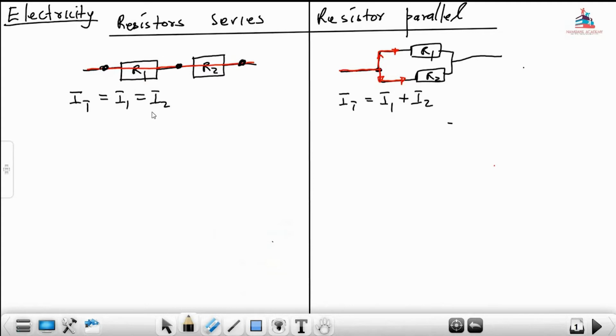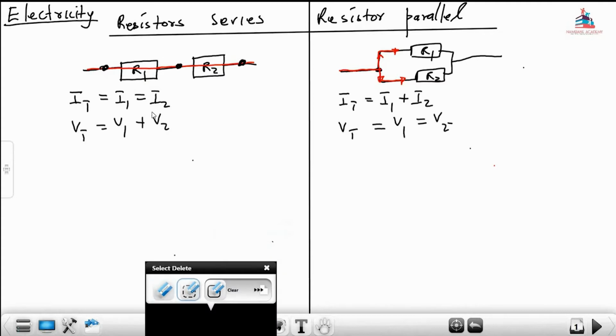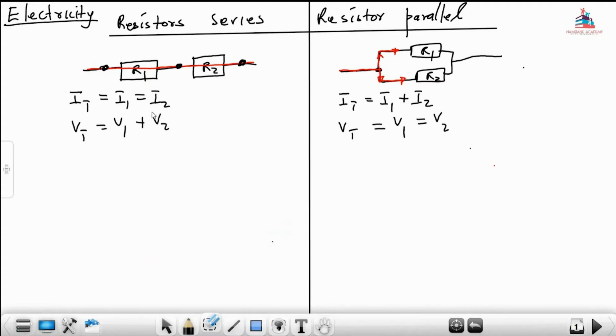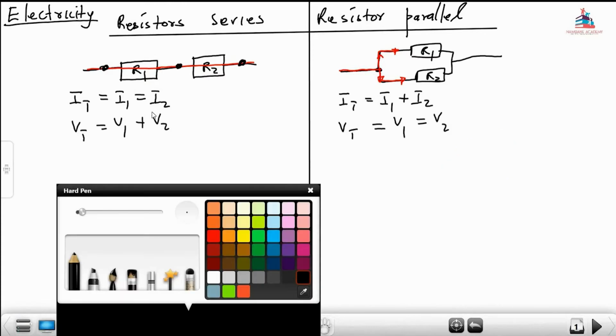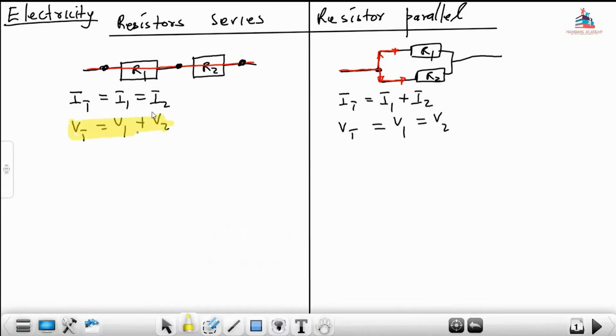But we further move on to say, what if I focus on the potential difference? So the potential difference when I have resistors in series, V total, is just V1 plus V2. But when I have resistors in parallel, Vt is equal to V1 is equal to V2. What is this statement actually saying to me? It's basically saying if I have resistors connected in series, they divide the potential difference into two.